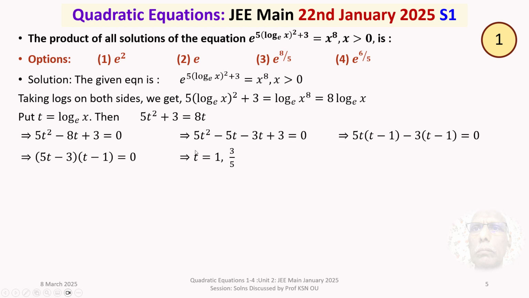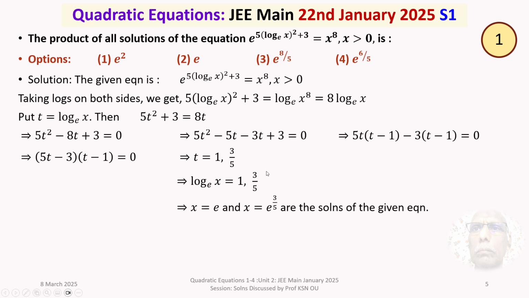Right. What is t? t is log x to the base e. That comes out to be 1 and 3 by 5. Now, taking the exponentials on both sides, this will imply x is equal to e power 1, that is e, and x is equal to e power 3 by 5. So, x is equal to e and x is equal to e to the power of 3 by 5 are the 2 solutions of the given equation.